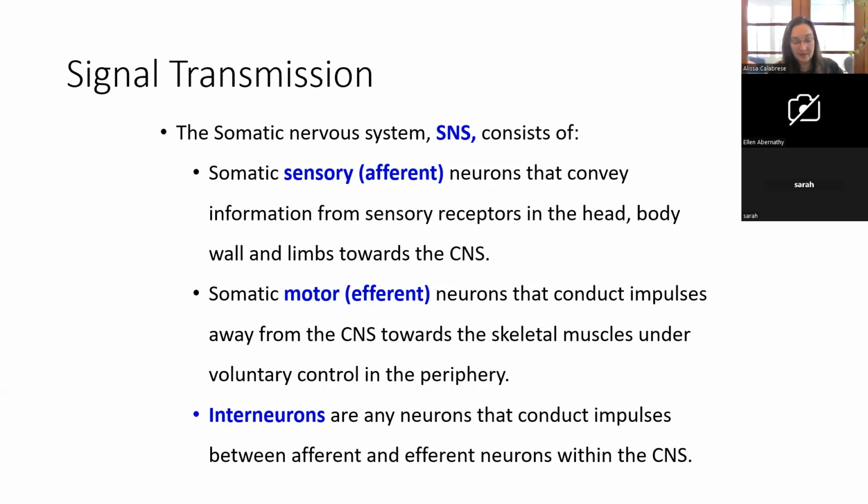And then in between there, in the actual brain, is an interneuron. So an interneuron is the one that sort of connects those two pathways. So we always have an afferent pathway going to an interneuron and then an efferent pathway going back out.